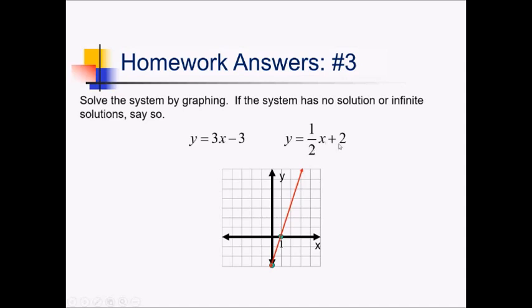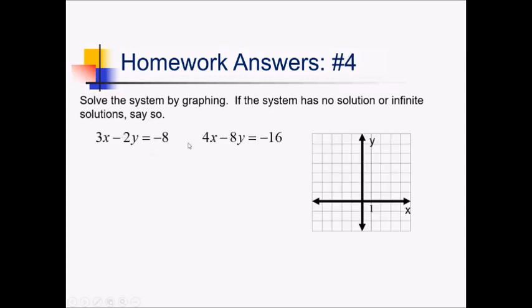Now let's do this next one. This one has a y-intercept of 2, so that's going to be here on the y-axis. And 1/2 for the slope means I'm going up 1, right 2. And I can keep doing that. Give me that line there. And now wherever these cross, that's going to be my solution. That happens at the point (2, 3).